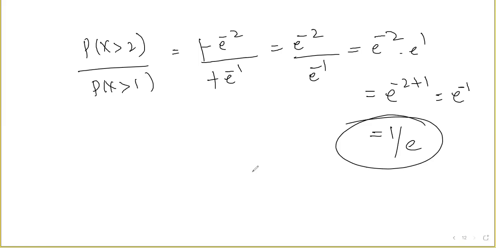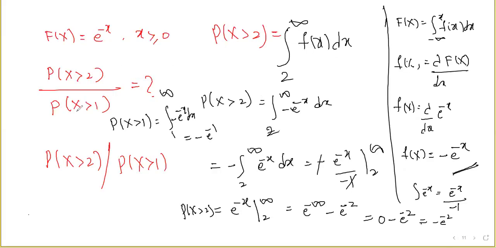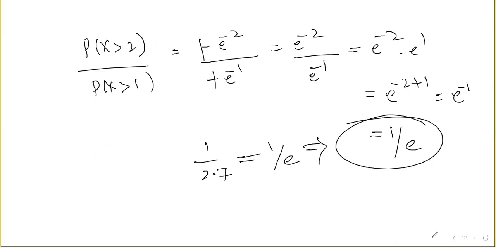Clear? 1 by e is nothing but 1 by 2.7, approximately. Clear or not? Yes, sir. Okay. The second case, suppose it is given. Given means conditional: probability X greater than 2 given probability X greater than 1, right?